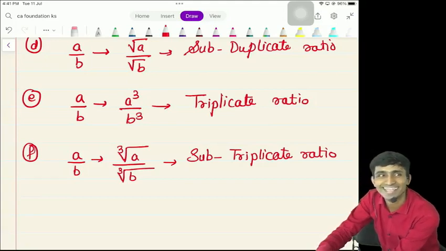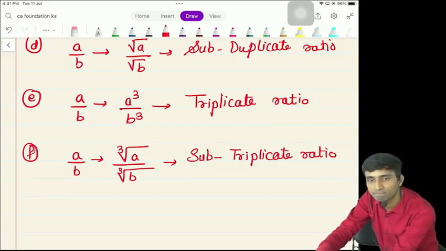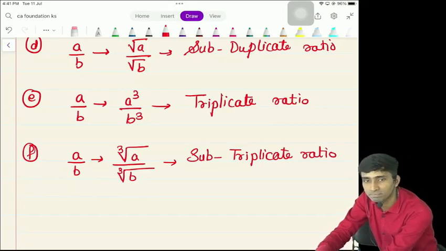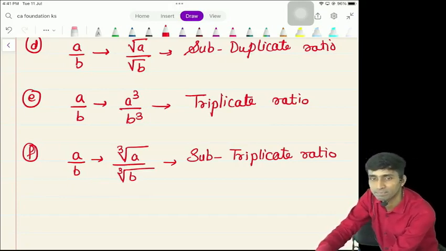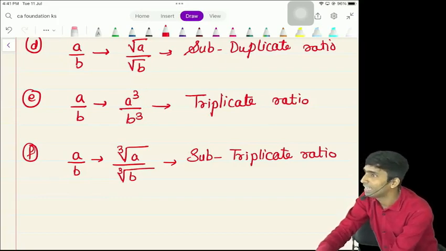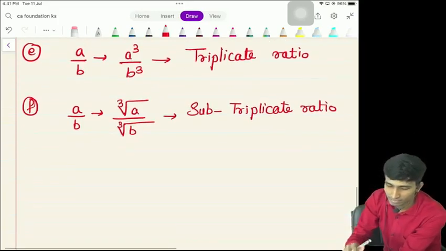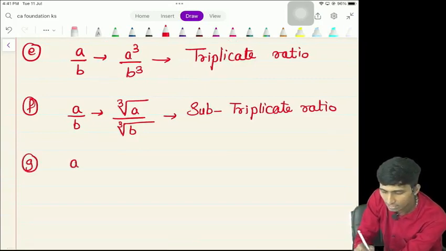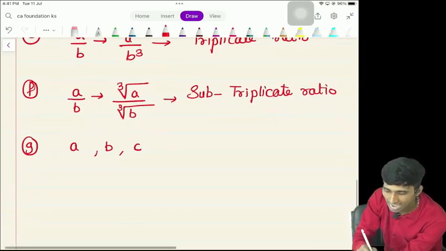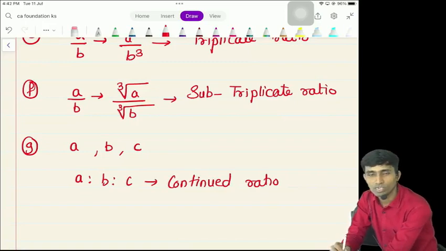Done. So next. Listen, there are three numbers A, B, C, and if they are in the ratio A is to B is to C, it is called continued ratio. What is it called? Continued ratio.